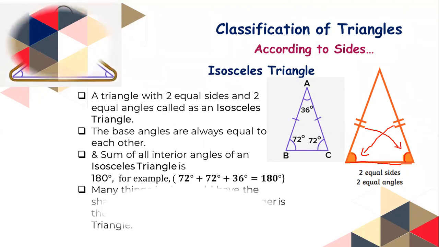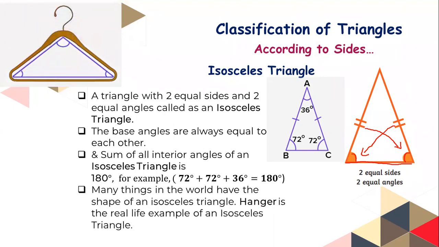Okay, and many things in the world have the shape of an isosceles triangle, but a hanger is the real life example of an isosceles triangle. If you see, this part is basically the example of an isosceles triangle. These 2 angles are base angles. Okay, and if we add all these 3 angles together, जो भी इनकी measurement हो, their result would definitely be equal to 180 degree. And these 2 sides are equal in an isosceles triangle, or you can say in the hanger.